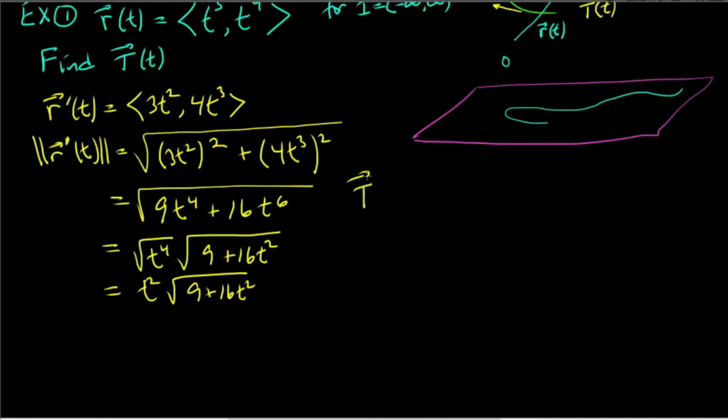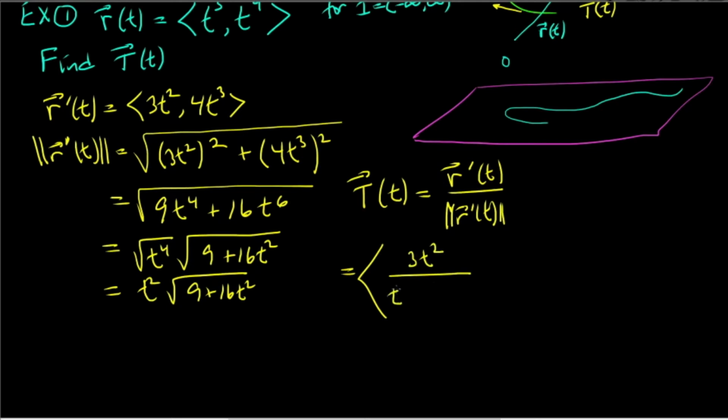So now we can write capital T, the unit tangent vector. Again, by definition, it's just the derivative of r divided by its norm. So I think at this point we really do want to split this up. So this is going to be 3t squared divided by t squared times the square root of 9 plus 16t squared. That's the first component. The second component will be 4t cubed divided by t squared times the square root of 9 plus 16t squared.